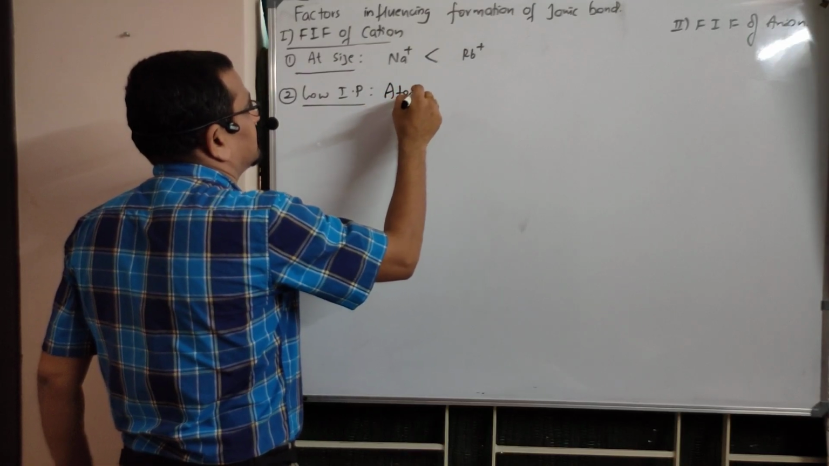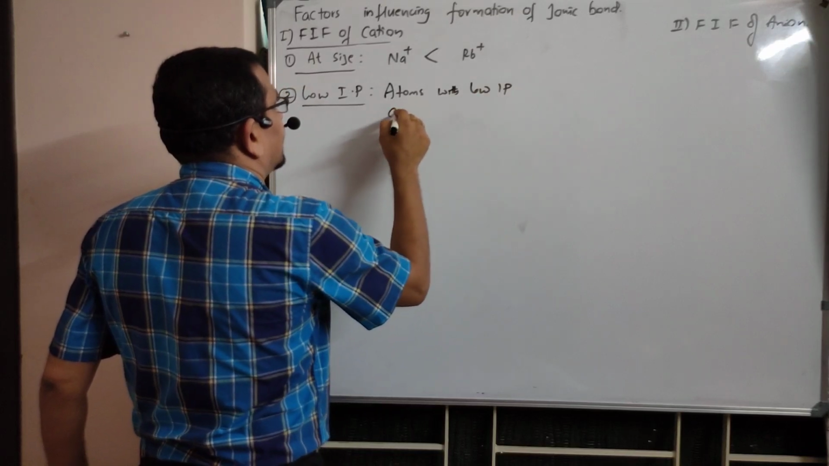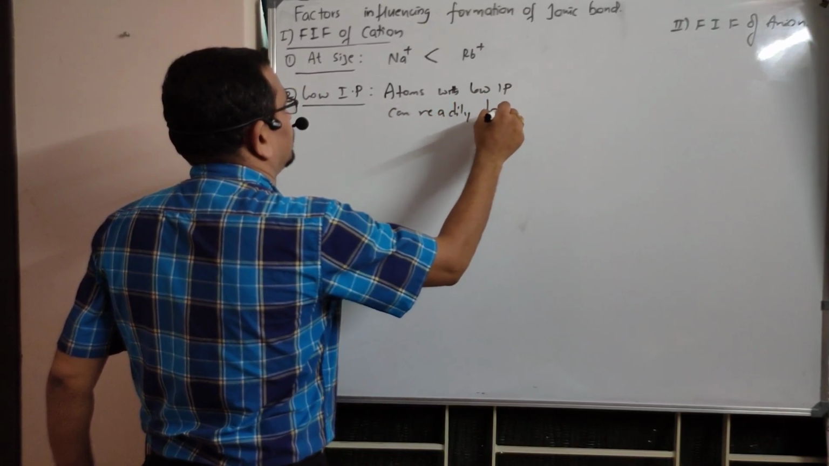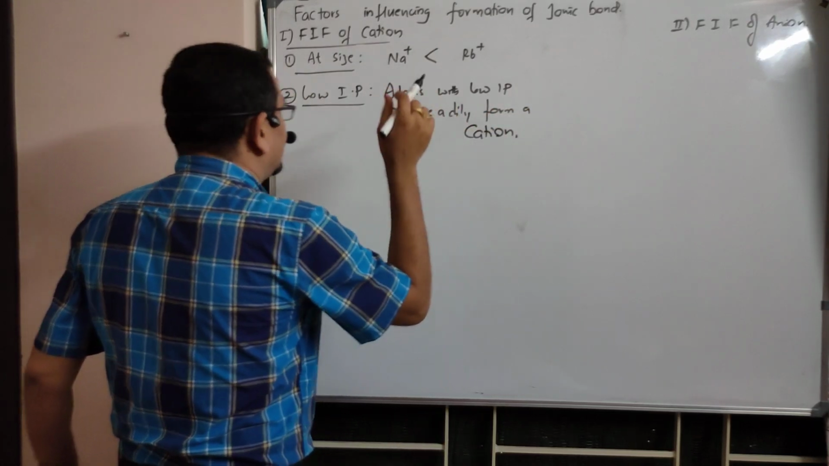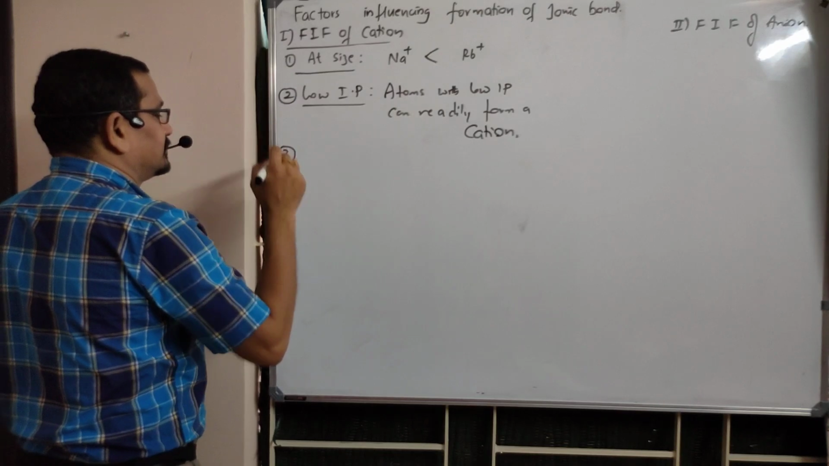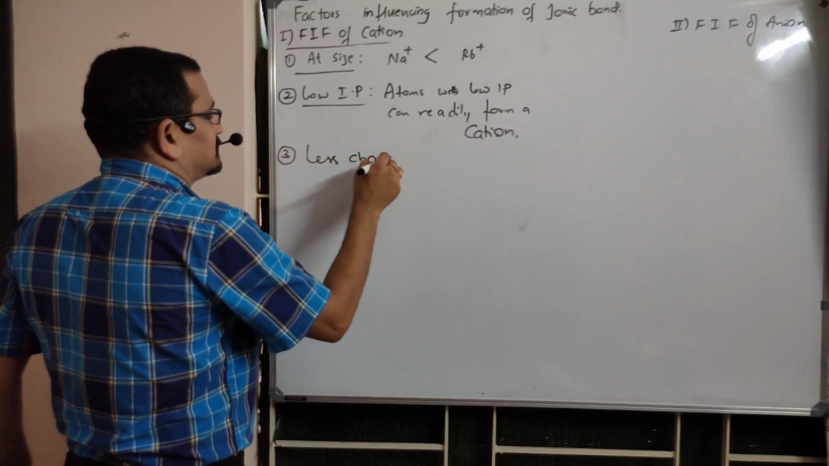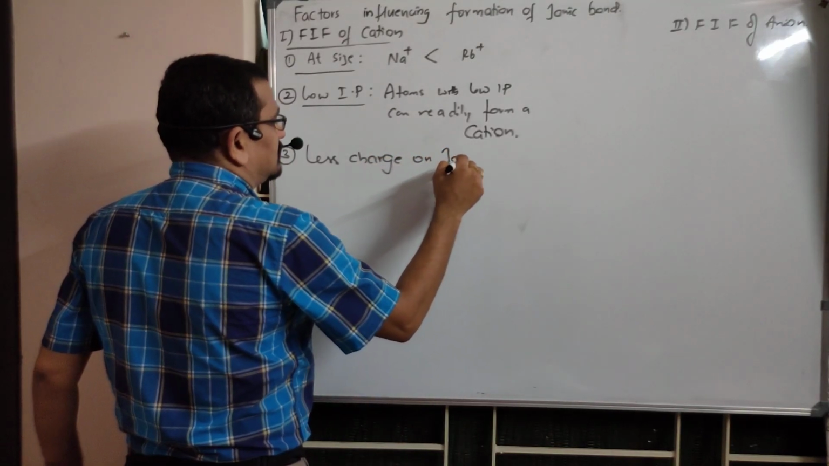Atoms with low ionization potential can readily form a cation. Third point is less charge on ion. The third and important point is less charge on ion.